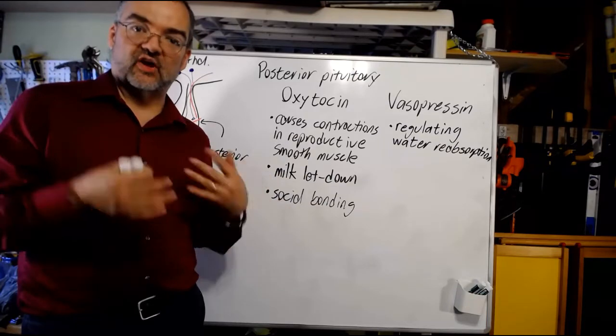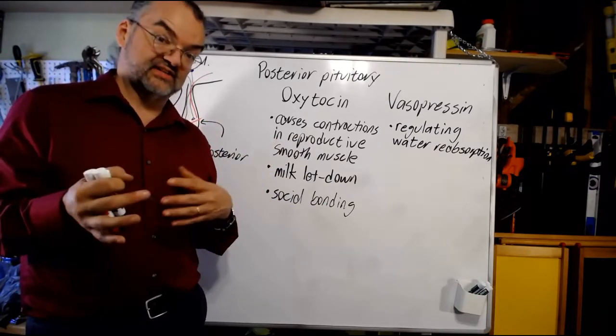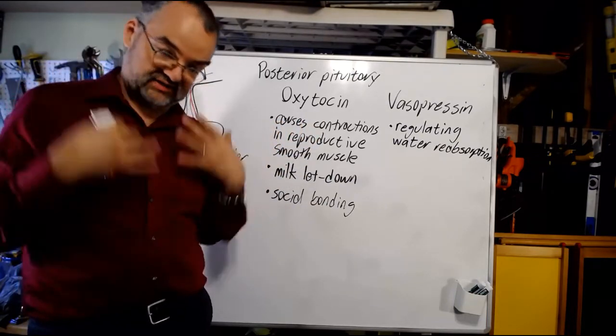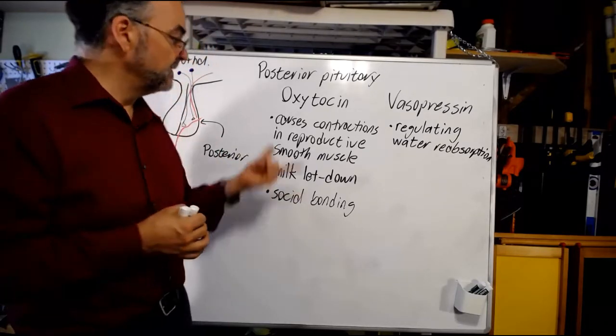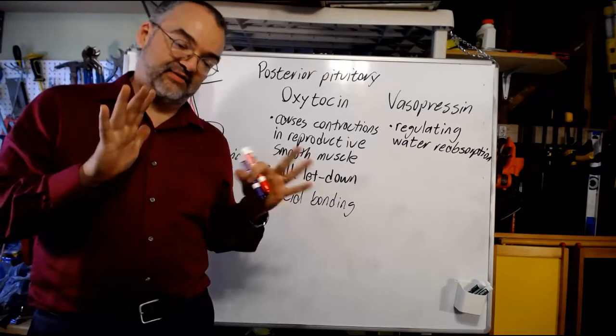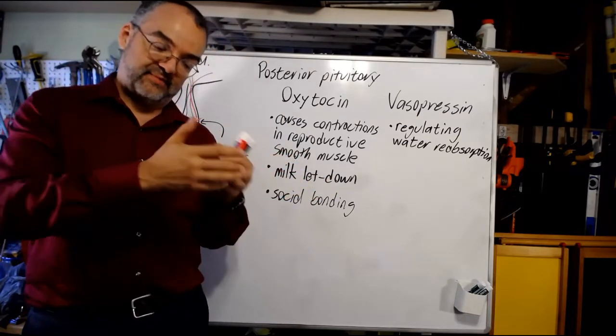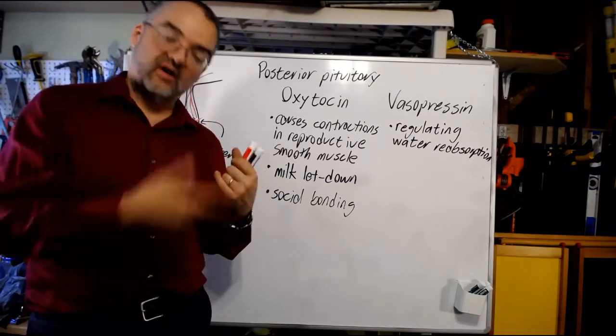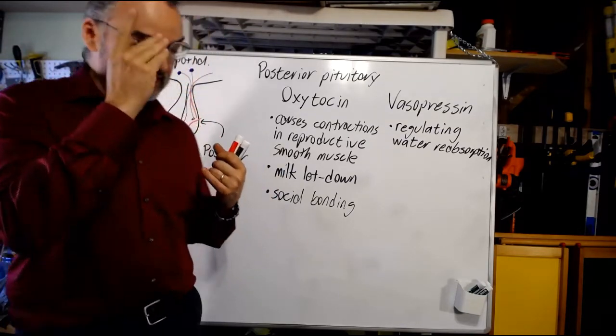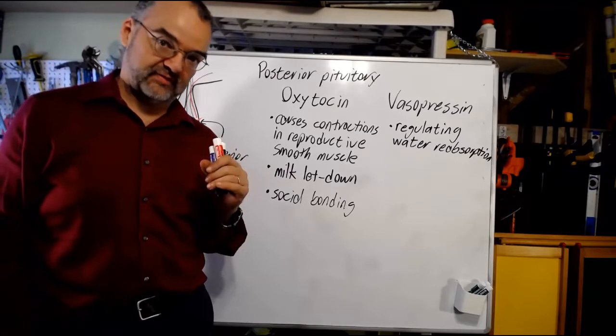Stimulating the nipples causes oxytocin release, which causes the milk letdown reflex and can also cause contractions in the uterine muscle. And during labor, the pressure of the baby's head on the cervix, the stretching of the cervix out around the head, causes oxytocin release, which is one of the examples of a positive feedback loop in the body.